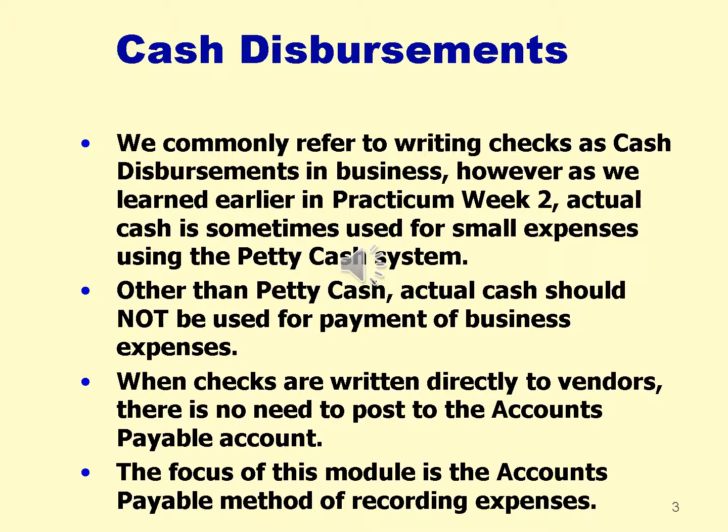The term we use in business for writing checks and paying bills is cash disbursements. We have already studied using a petty cash system for purchasing small, insignificant items when we looked at our Practicum Week 2 module. So, when checks are written directly to vendors, there is no need to post any amounts in the accounts payable account. You are simply debiting expenses and crediting the checking account. The remainder of this module will focus on the accounts payable method of recording expenses.